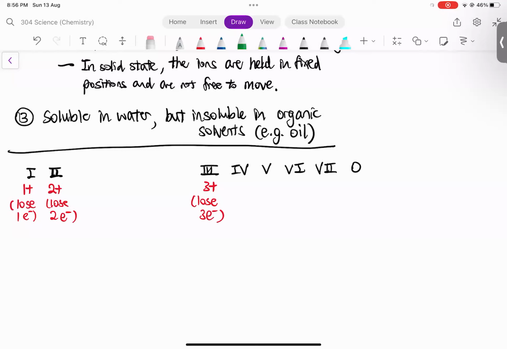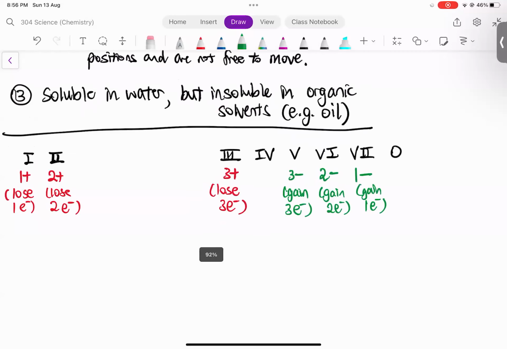Now, we are going to skip group 4. We'll just put a dash. We'll skip group 4 and go to group 5. Now, group 5 is 3 minus ion, group 6, 2 minus, group 7, 1 minus. Why? Group 5 has 5 valence electrons, so it will gain 3 to achieve a fully filled outermost electron shell. Group 6, like oxygen, gains 2. Group 7, chlorine, fluorine, they gain 1. So this is what you should label on your periodic table.